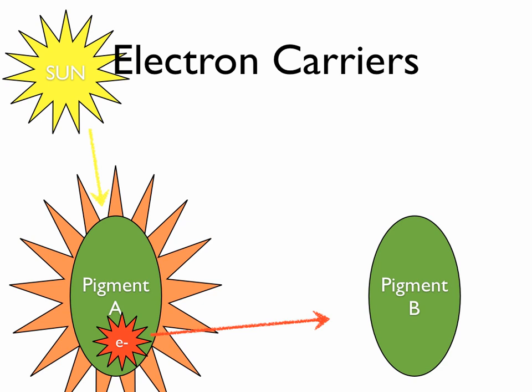Now you have a high energy electron that can't stay there. It's going to move. The problem is it's got to go from pigment A to pigment B without damaging every other part of the cell. And that's where NADP plus comes in. It's going to pick up that high energy electron and transport it from pigment A, where it's produced, to pigment B, where it can do some work.